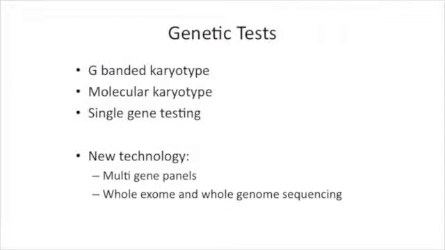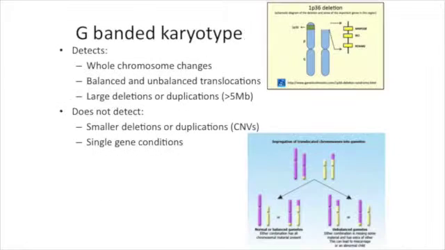So the G-banded karyotype, that's the name for the stripy chromosomes that we saw a few slides back. That's very good at picking up whole chromosome changes like the trisomy 18. It's good for large deletions or duplications. So we measure them in megabase, and it has to be greater than 5 megabase to be picked up with the G-banded karyotype. It doesn't detect the smaller ones or the single gene conditions.